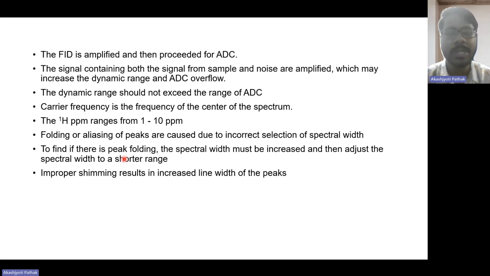and improper shimming results in increased line width of the peak. So what is shimming? Shimming is also known as locking. So the magnetic field, after the probe is put inside this NMR spectrometer, we allow shimming so that we lock the magnetic field, so it does not fluctuate.